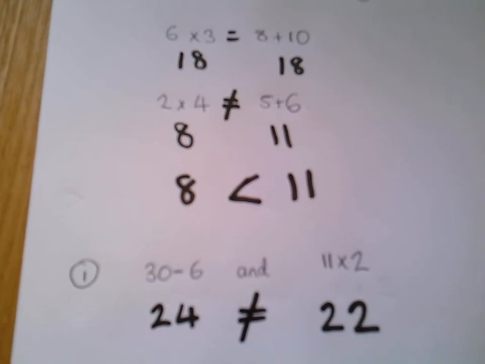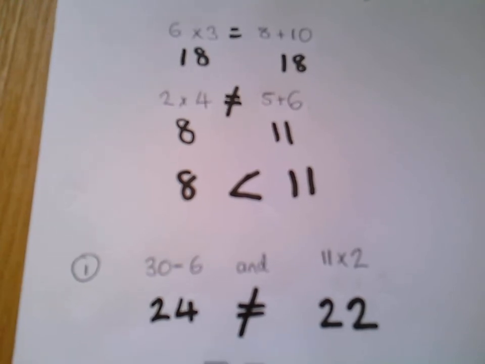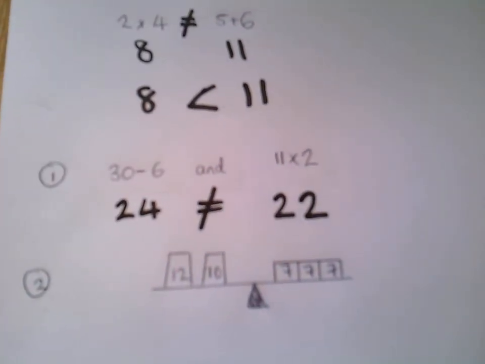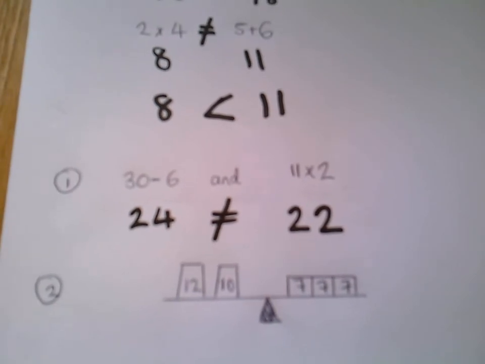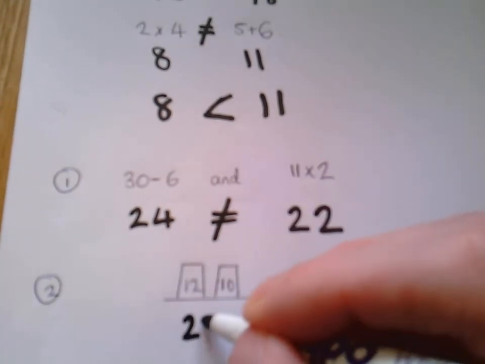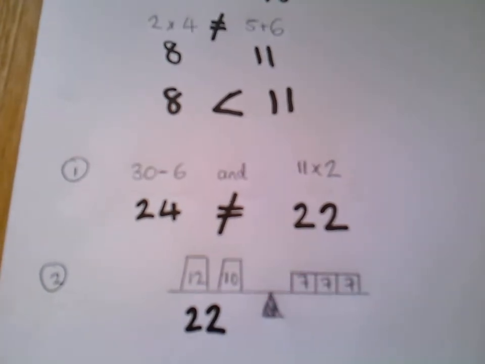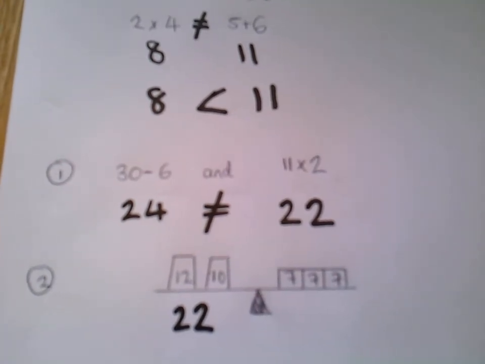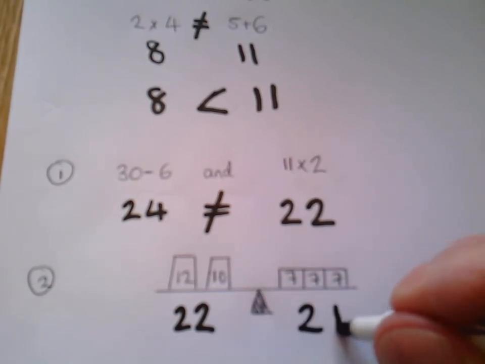For number 2, here I've got a balance, or like a seesaw, and I've got to say again if the left hand side is balanced with the right hand side. So starting off working out what each side is, on the left hand side I've got a 12 add 10, so 12 add 10, that gives me 22. And on the right hand side I've got 7, 7, 7, 3 sevens, add them all up, or do 7 times 3, that'll give me 21.